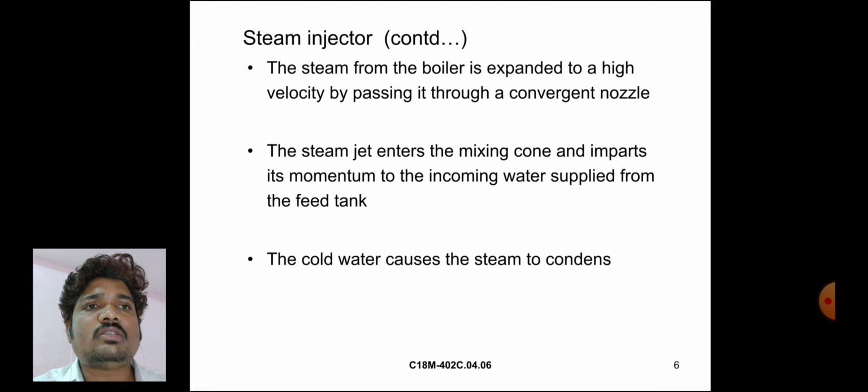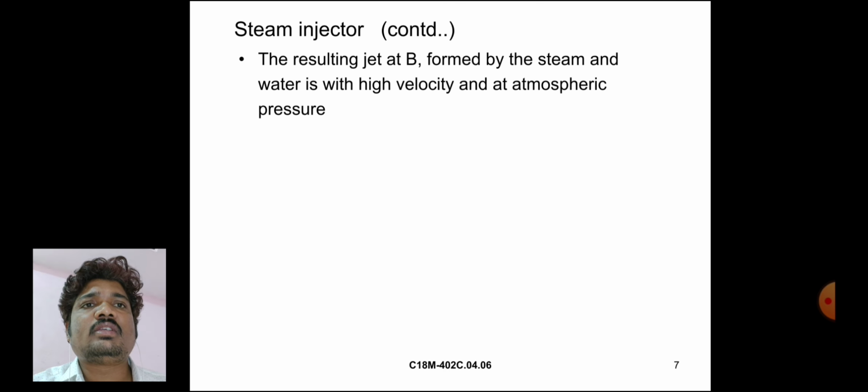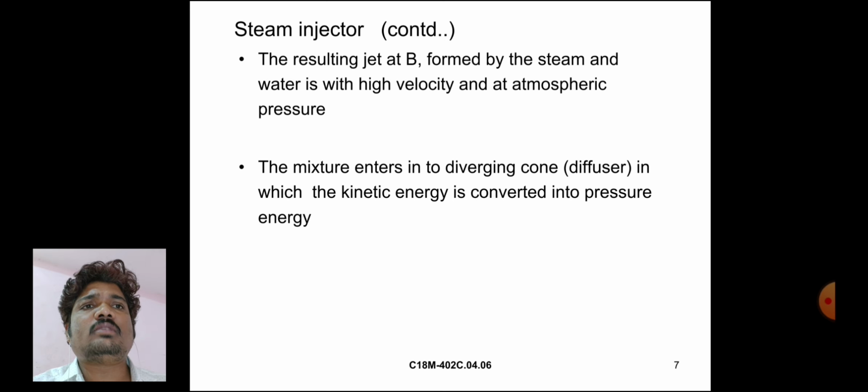The steam jet enters the mixing cone and imparts its momentum to the incoming water supplied from the feed tank. The cold water causes the steam to condense. Steam injector. The resulting jet at B formed by the steam and water is with high velocity and at atmospheric pressure. The mixer enters into the diverging cone diffuser. Diverging cone means diffuser, in which the kinetic energy is converted into pressure energy.